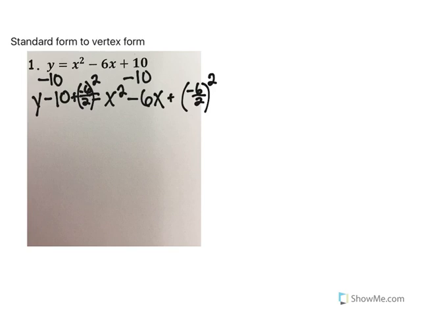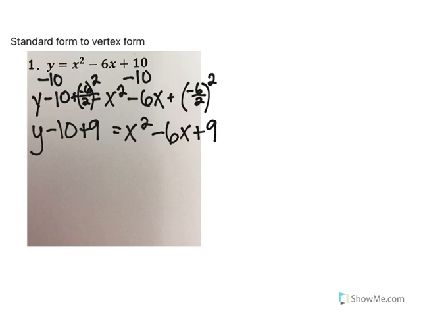Well, what is negative 6 divided by 2? Negative 3. Negative 3 is the number that's going in the parentheses at the end. Okay. So, y, take away 10. Negative 6 divided by 2 is negative 3. What's negative 3 squared? Positive 9. Minus 6x plus 9.